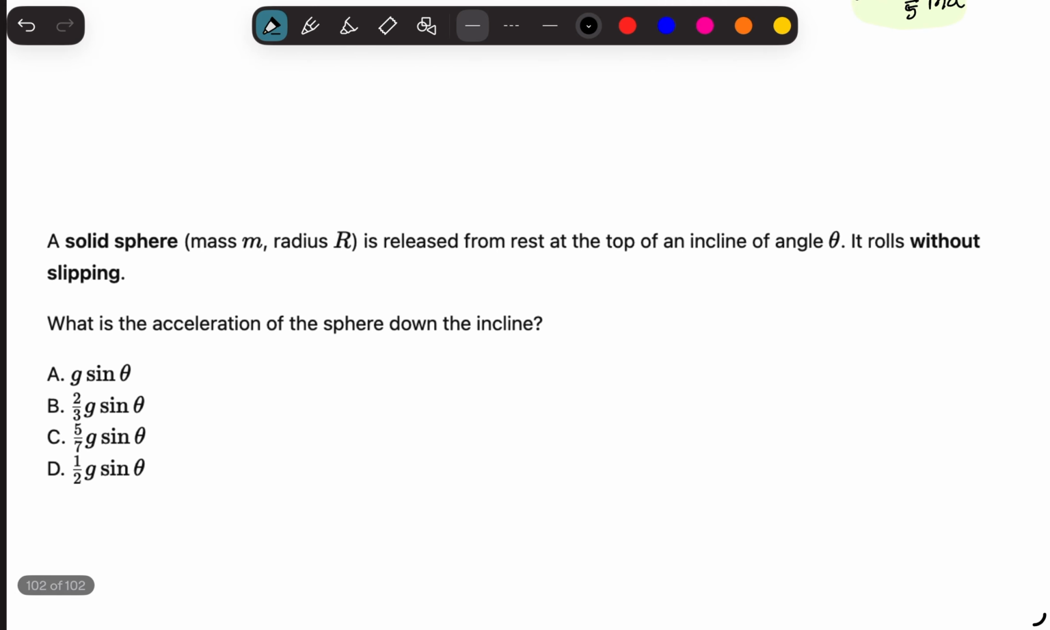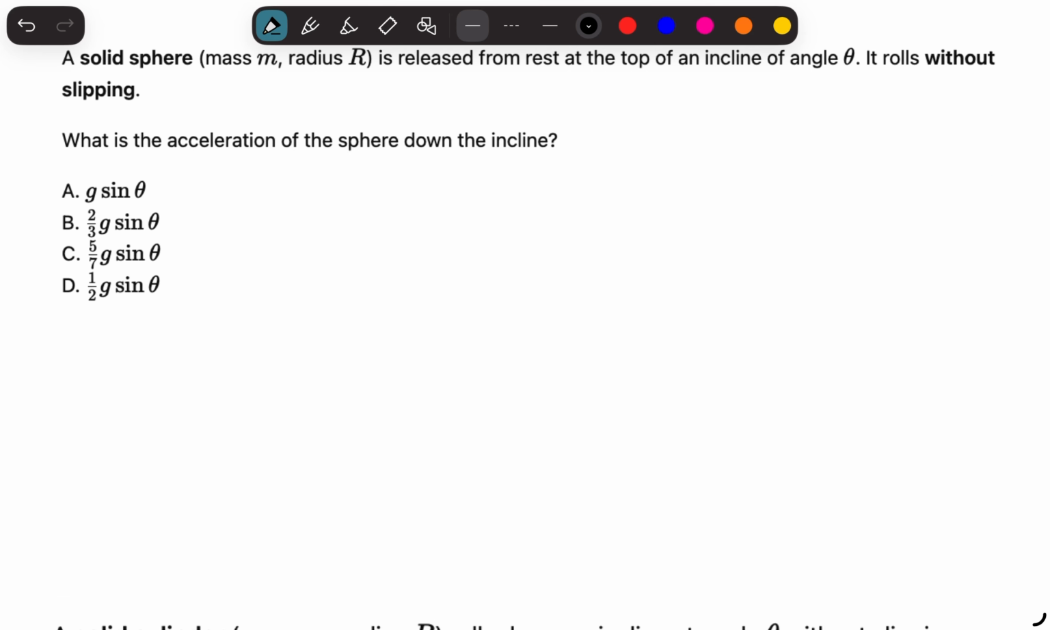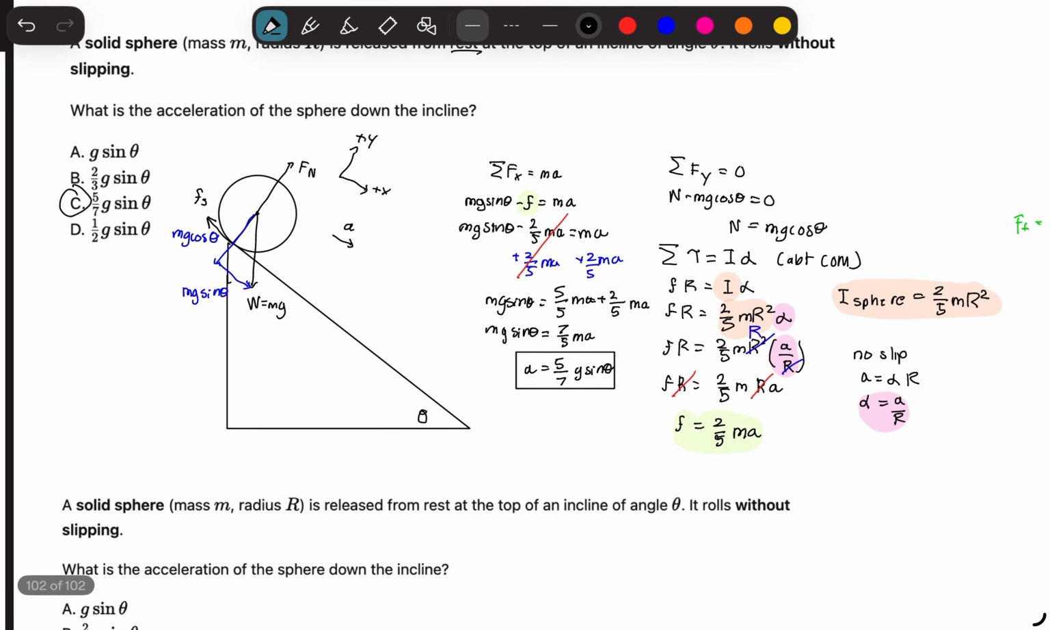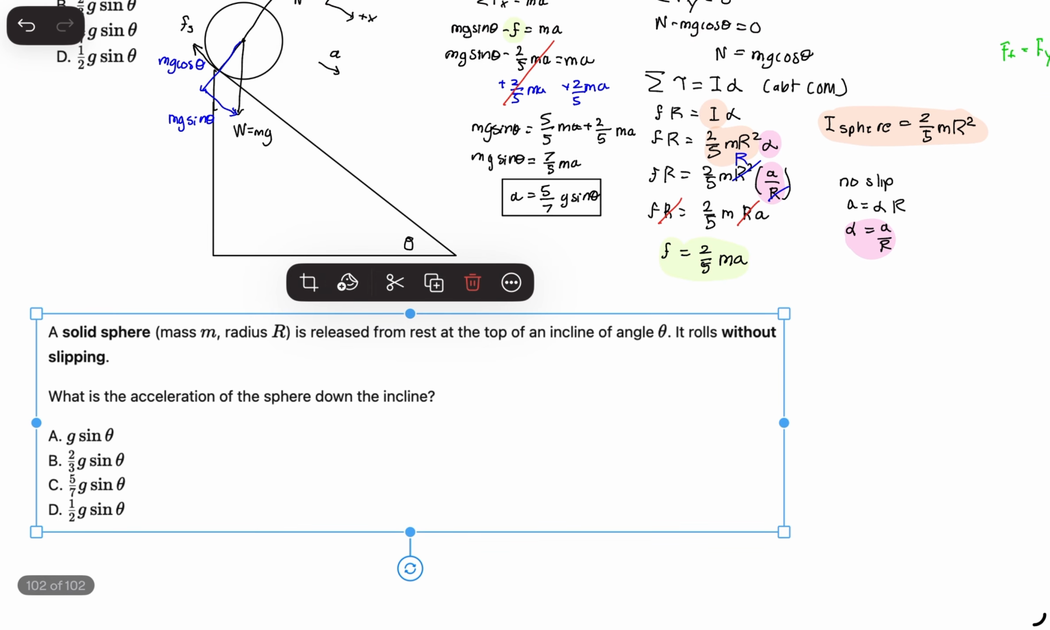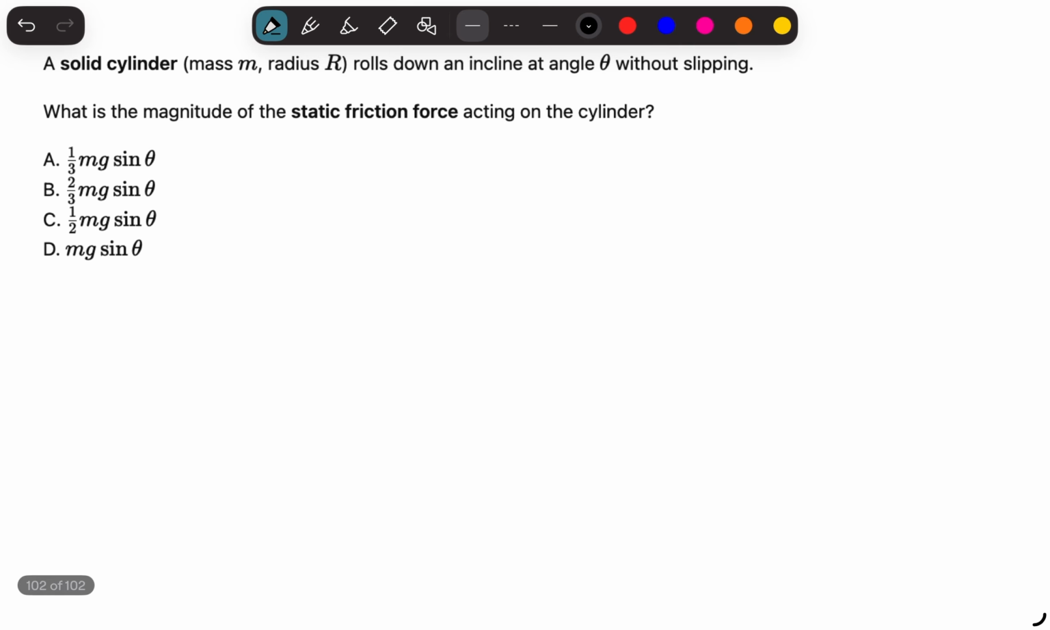So you have a solid sphere, mass m, that is released from the top of an incline, and it rolls without slipping. What's the acceleration of the sphere down the incline? I think this is the same question repeated twice. We can do this problem.